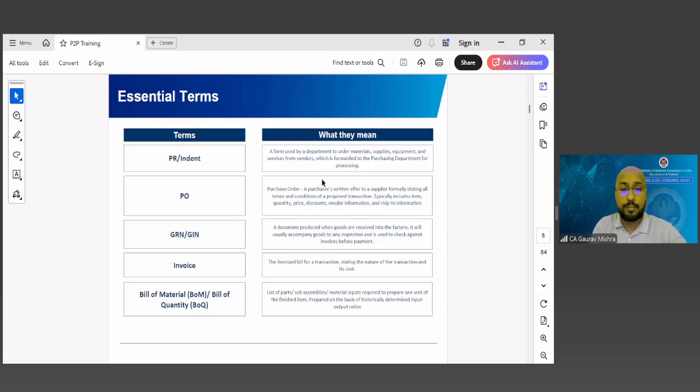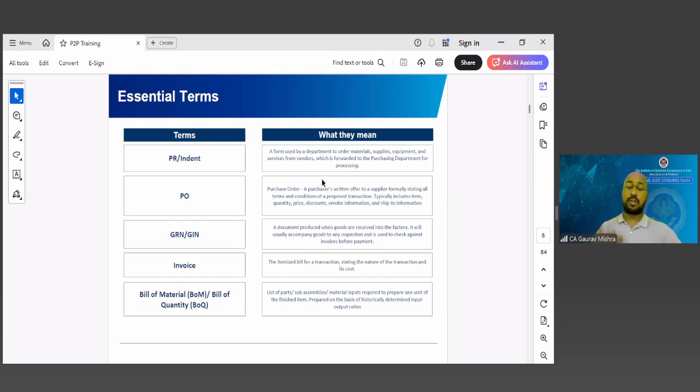Now coming to the part of ER oblique indent. Sometimes you will hear it called indent, sometimes purchase requisition. Now let us apply our chartered accountancy mind: whether purchase requisition or indent is a financial document or non-financial document. So purchase requisition or indent, including purchase order, they are non-financial documents.